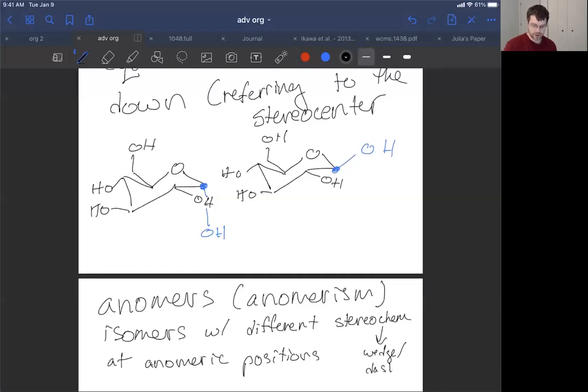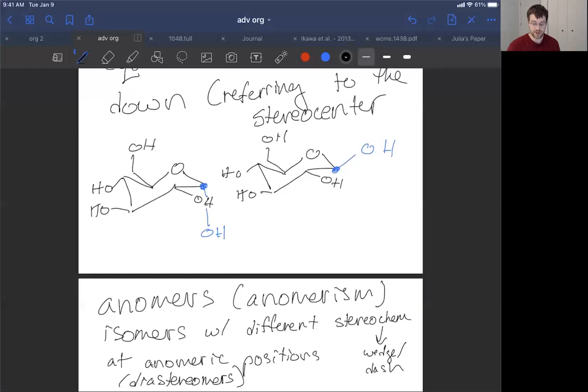Now, with chair structures, we don't actually need wedge dash. We have axial and equatorial to get us there. When we talked about chair flipping in organic 1, we flipped all of the wedges and dashes, all of the axials and equatorials around. Here, we're not doing a chair flip. We're ring opening, closing, making a stereocenter with the opposite configuration. So these two things are diastereomers of each other. That is, we flip some, but not all. These aren't chair flip structures.